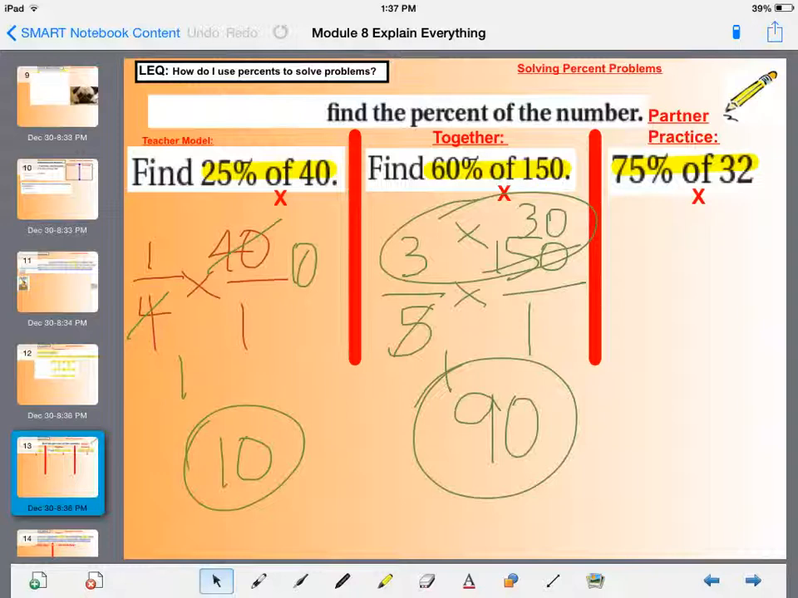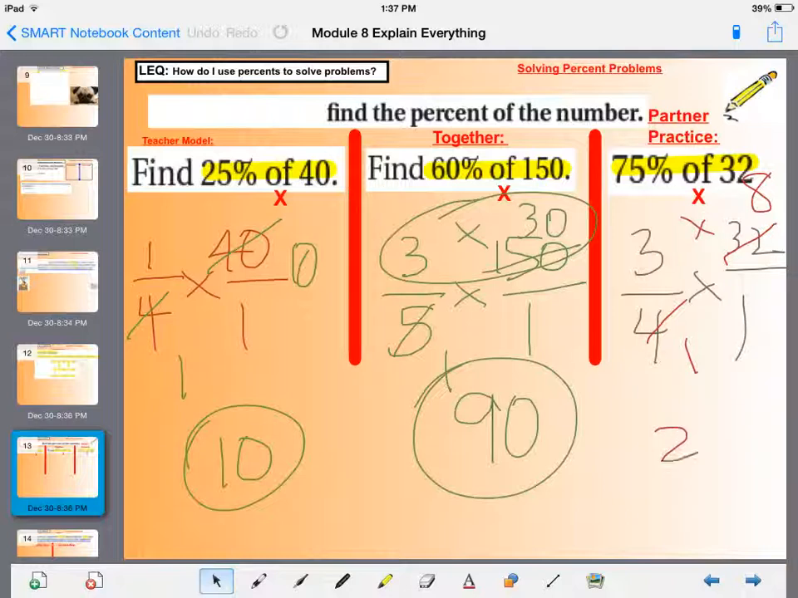For example, we have 75% of 32. Well, I know that 4 is a factor of 32. I also know that 75% as a fraction is 3/4. So the easiest way for me to find 75% of 32 is to make 75% 3/4, of means multiply, set 32 over 1 as a fraction. Now I can simplify because 4 goes into 32 8 whole times, and 8 times 3 is 24.